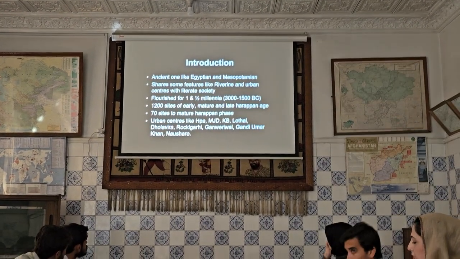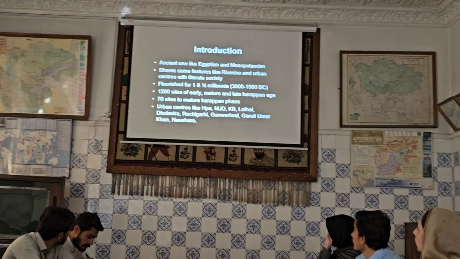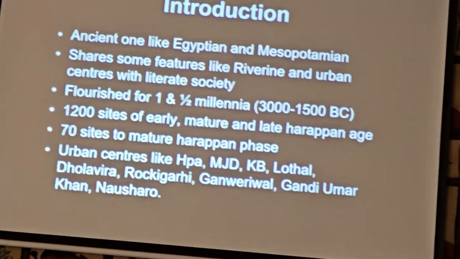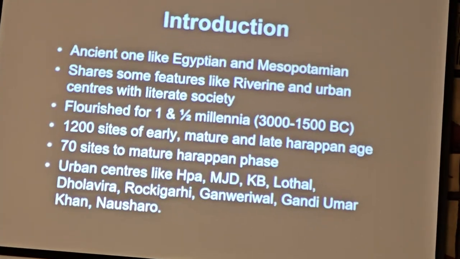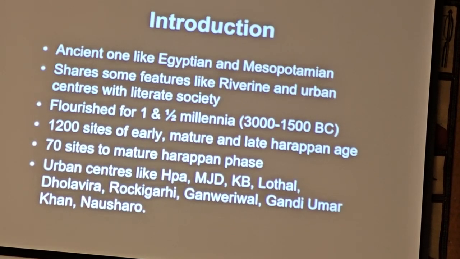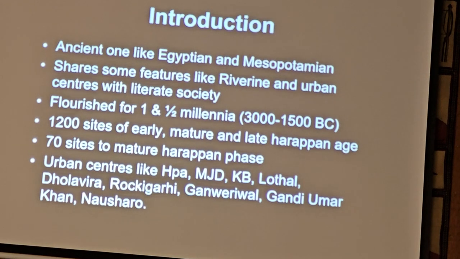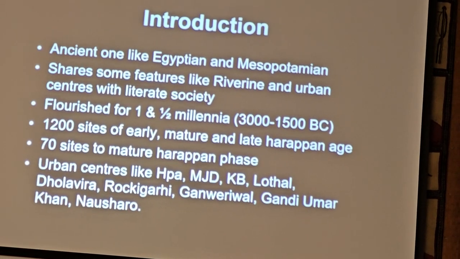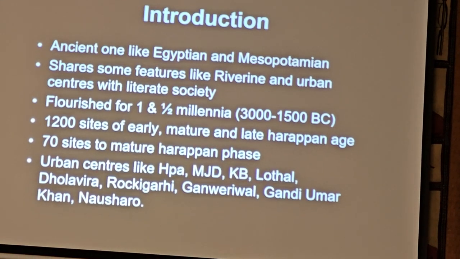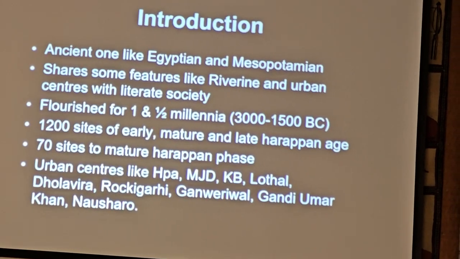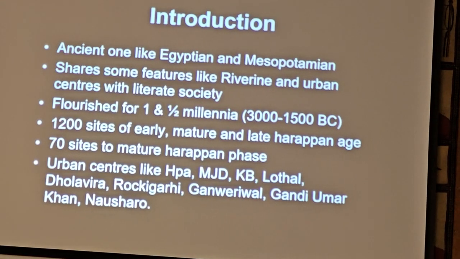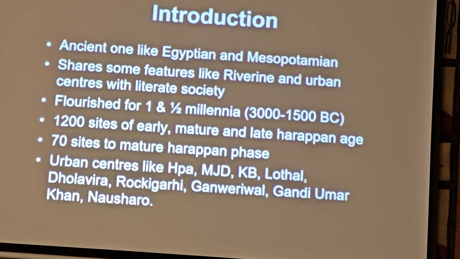When we study these 1200 sites, we come to know that there were big cities of that age. They include Harappa, Mohenjo-daro, Kalibangan, Lothal, Dholavira, Rakhigarhi, Ganweriwala, Gandhi Umar Khan and Nowshera. These are actually the modern names of these archaeological sites. What were their names in ancient times? We don't know that. We only know these sites by modern names, and for our understanding and convenience, we have given them modern names.